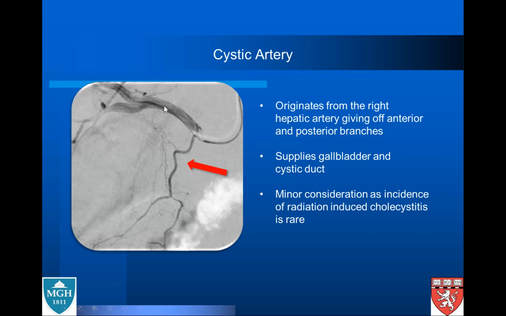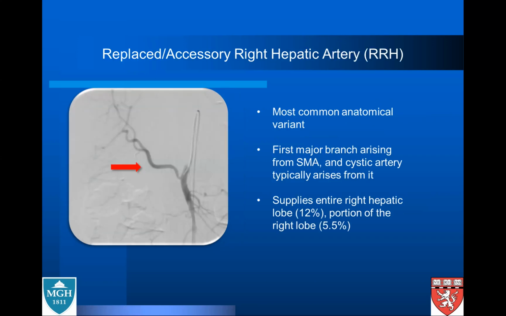So if we can, we avoid the cystic artery, but at the same point, we know radiation beads going to the gallbladder doesn't necessarily give you cholecystitis in every case, so we don't worry about it. Replaced right hepatic artery, that's the most common anatomical variant to the liver, and it comes off the superior mesenteric artery, and usually supplies the entire right lobe in about 12% of cases.